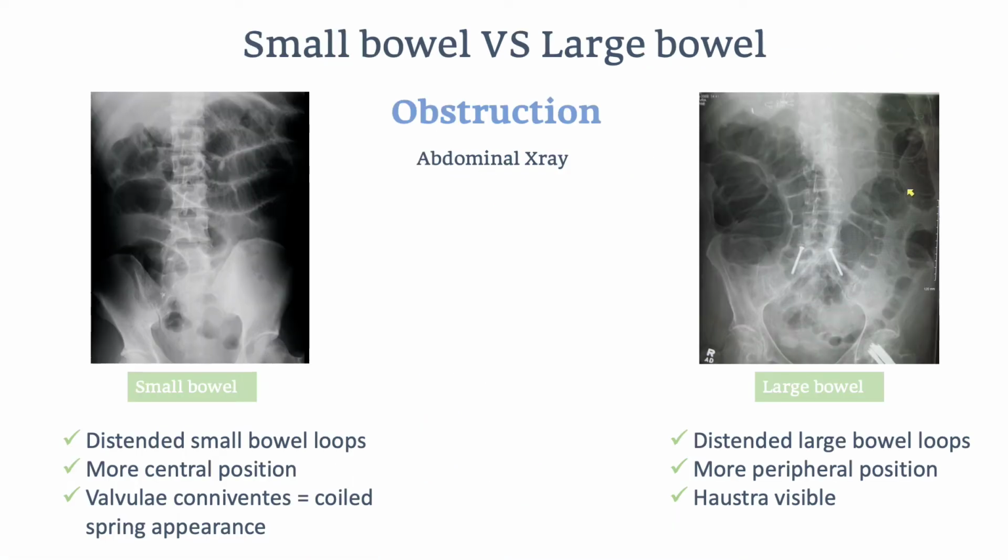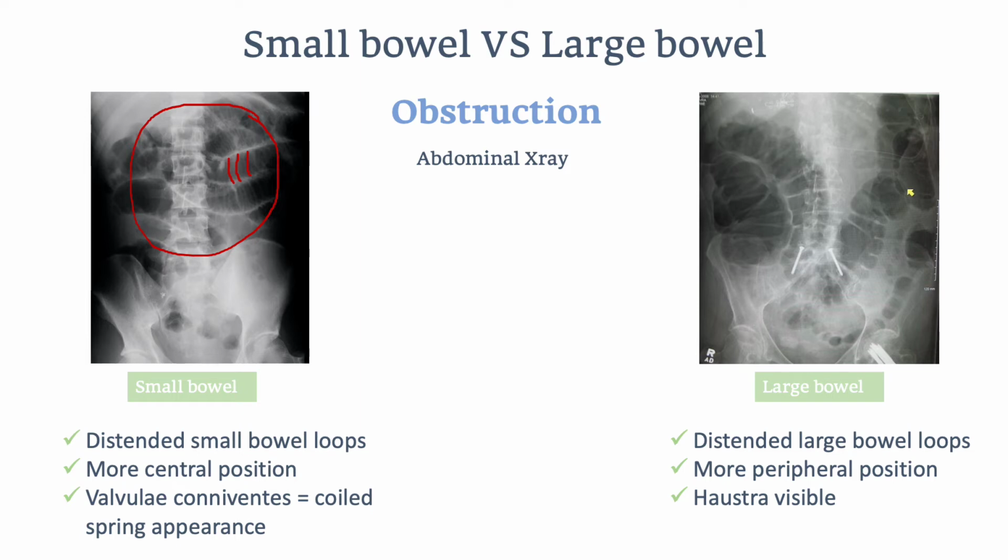Recognizing small and large bowel obstruction on an abdominal X-ray is a common exam question. On the left, you can see this image showing small bowel obstruction, and this is because the distended bowel loops are in the center of the film. You can also see something called the valvulae conniventes, which are thin lines that go across the whole bowel segment, giving it a coiled spring appearance.